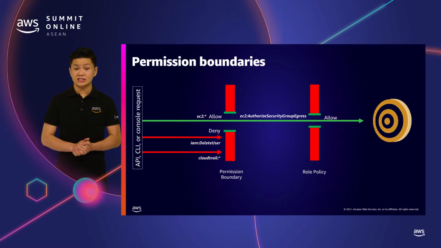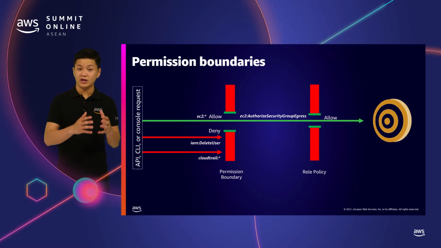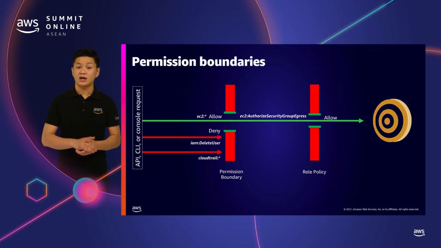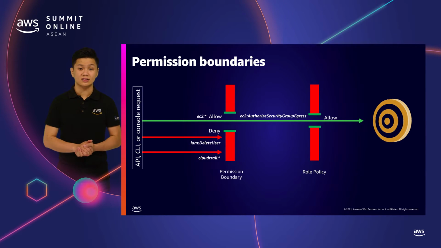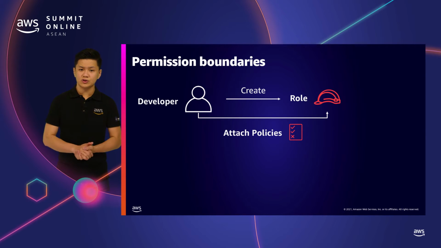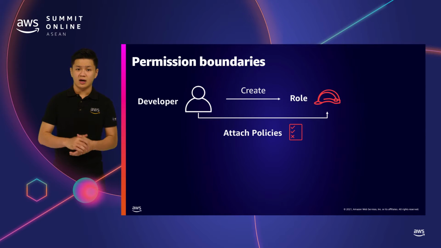A permissions boundary is an advanced feature in which you set the maximum permissions that an identity-based policy can grant to an IAM entity. When you set a permissions boundary for an entity, the entity can perform only the actions that are allowed by both its identity-based policies and its permissions boundaries. This effectively limits or reduces the scope of what the identity-based policies define. A very good use case for permissions boundaries is in the scenarios of delegating permissions.